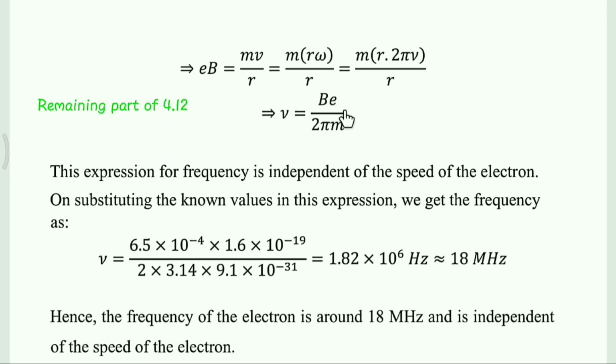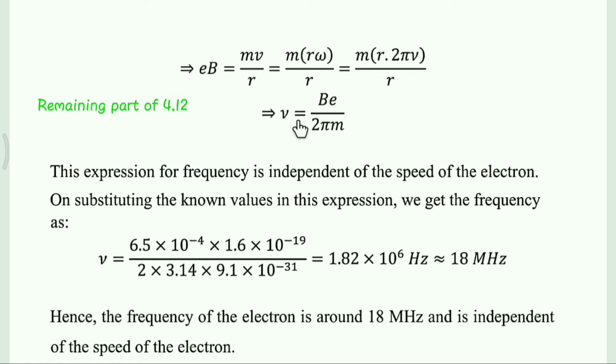So nu is equal to B by 2 pi m. This expression for the frequency is independent of the speed of the electron. You can see in this expression there is no information about the speed of the electron. So we can say this expression for frequency is independent of the speed.